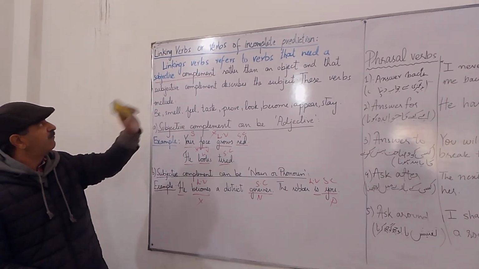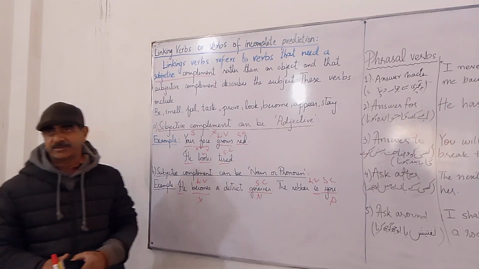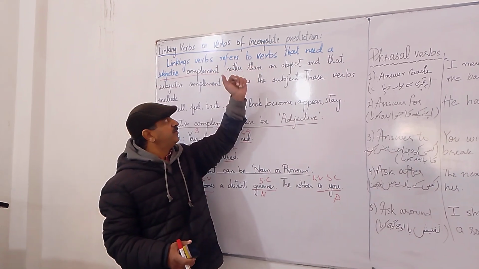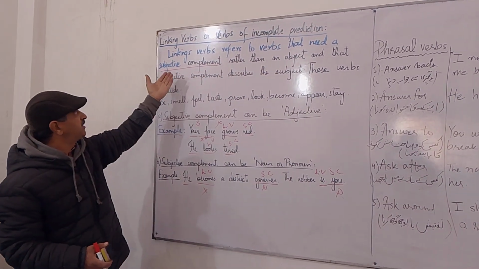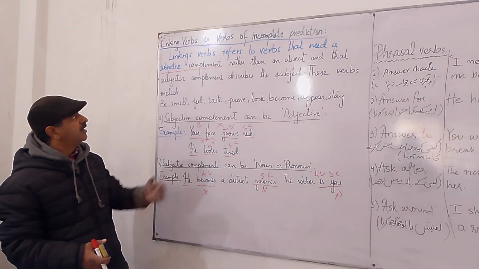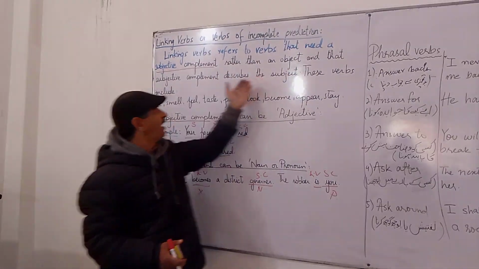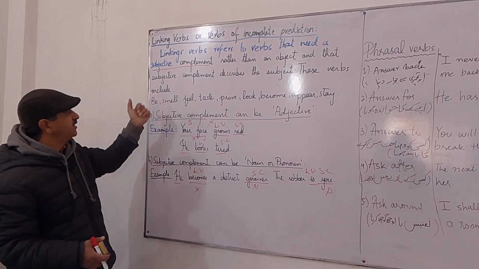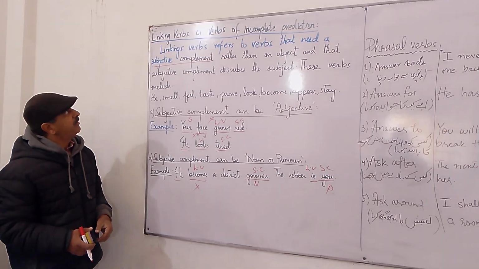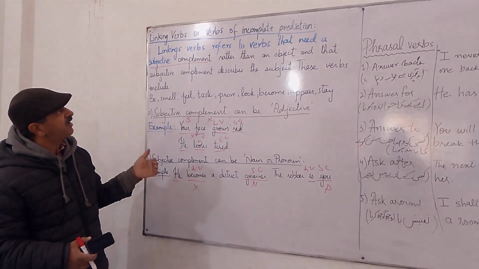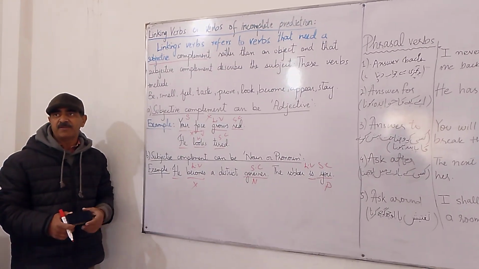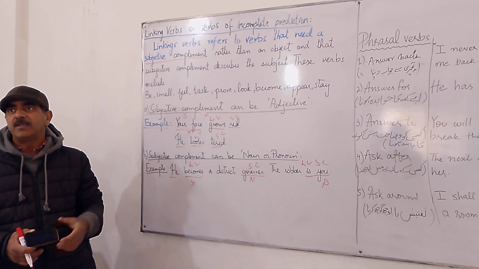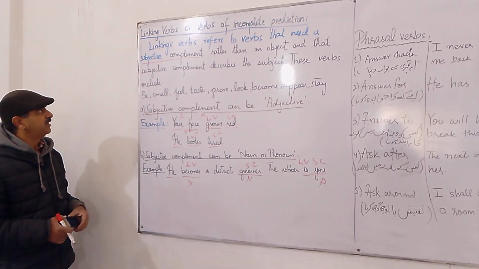Linking verbs are verbs of incomplete predication. Linking verbs refer to verbs that need a subjective complement rather than an object, and that subjective complement describes the subject. Clear? So, linking verbs refer to the verbs that need a subjective complement. A verb that needs a subjective complement, clear? They are called linking verbs, clear?